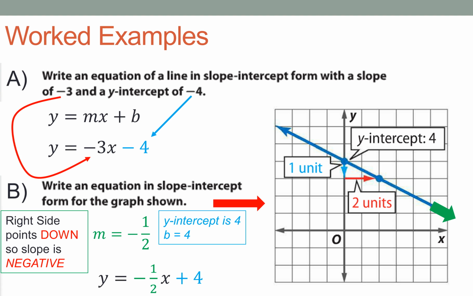Okay, so pause the video, make sure that you've written down how and why I'm getting the things that I am. Right side points down, slope is negative, how I got rise over run, why I put the dots where they are, because the graph intersects the x and y perfectly on the coordinate plane. Pause the video if you don't have it. I'll be here when you get back.